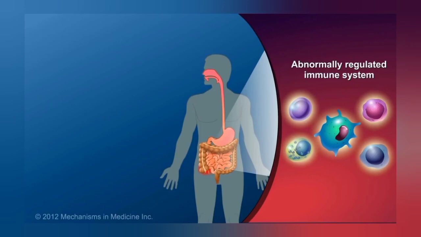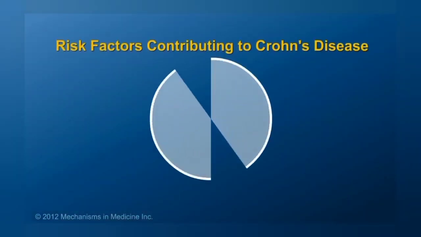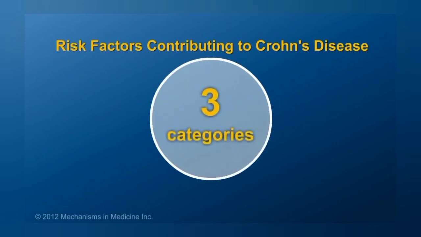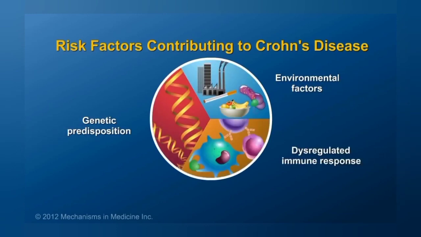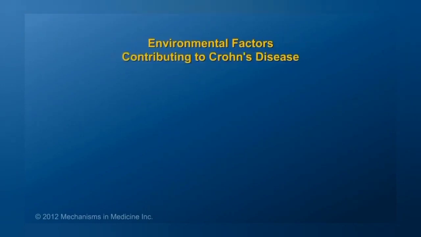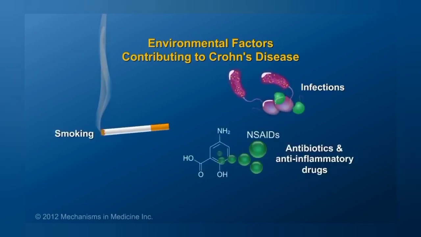Current thinking is that Crohn's disease is a genetic disease caused by abnormal regulation of the immune system. The GI tract is frequently confronted with bacteria from our diet and environment. Many factors can contribute to a person's risk of having Crohn's disease, but most can be thought of in three categories: genetic predisposition, environmental factors, and a dysregulated immune response in the GI tract, which causes inflammation. Environmental factors that may contribute include infections, smoking, and taking antibiotics or non-steroidal anti-inflammatory drugs, or NSAIDs.